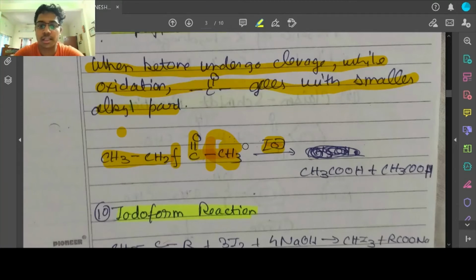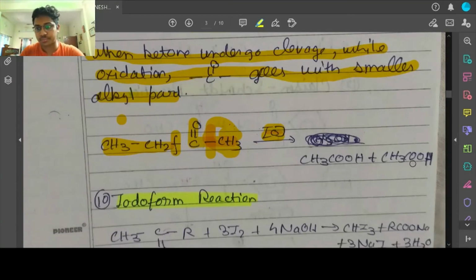So which one is the smaller alkyl group? Methyl group or ethyl group? Of course, the methyl group will be smaller. So C double bond O will go with this smaller alkyl group. If there was an even smaller alkyl group, then C double bond O would have gone with that smaller alkyl group. See, this acid, C double bond OH group, will be formed with the smaller alkyl group.